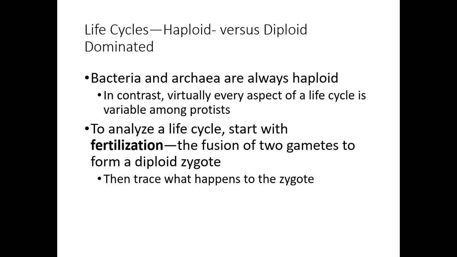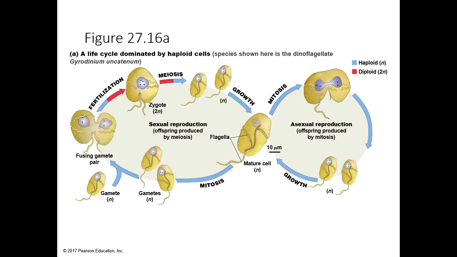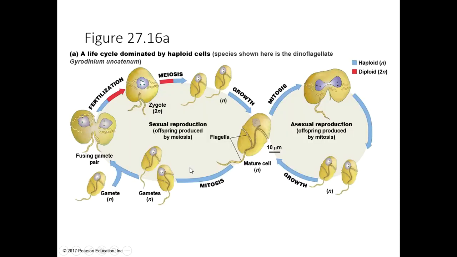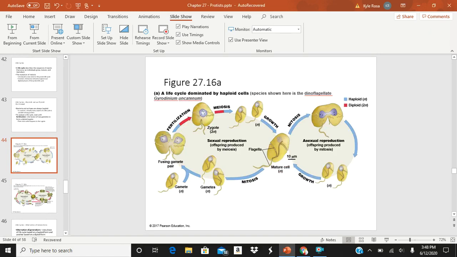So to analyze a life cycle, start with fertilization, the fusion of two gametes to form a diploid zygote, and then trace what happens to the zygote. So you're not going to have to memorize these life cycles, but you are going to want to be able to interpret what's happening so that you can answer questions if given a picture like this. Okay? So what does it say to do? It says to start with fertilization, the fusion of two gametes, and trace what happens to the zygote. Okay? So here are our two gametes.